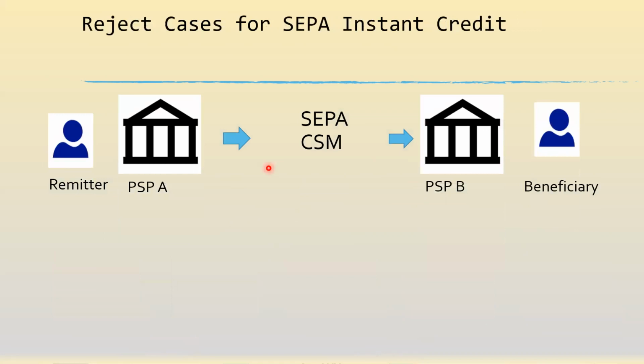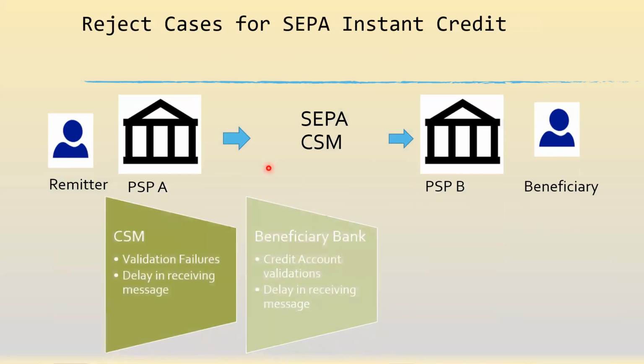So what happens if it's a reject case? In a similar scenario, what could be the possible reject scenarios? The CSM can reject if there is a validation failure, if the structure of the message is improper, or if there is a delay in receiving the message, that is, it is beyond the SLA of 10 seconds. Similarly, the beneficiary bank will reject it if the credit account validations fail, in case the beneficiary account number in the message is invalid, or it is closed or dormant, and so on, or there is a delay in receiving the message.